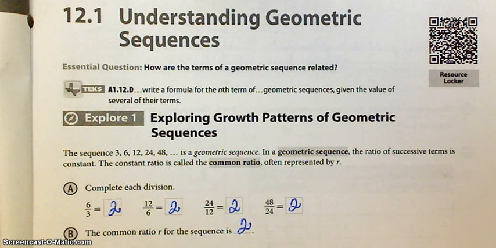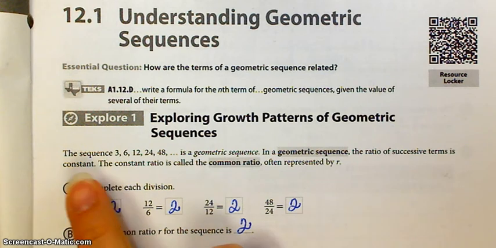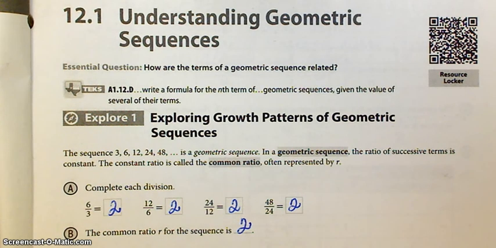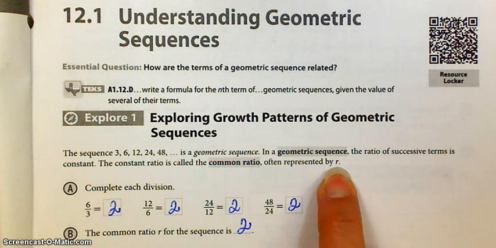Okay, this is a screencast taking you through Module 12, Lesson 1. And at the end, you should understand what a geometric sequence is and sort of how to write one. So the sequence 3, 6, 12, 24, 48 is a geometric sequence. In a geometric sequence, the ratio of successive terms is constant. The constant ratio is called the common ratio and is represented by r.